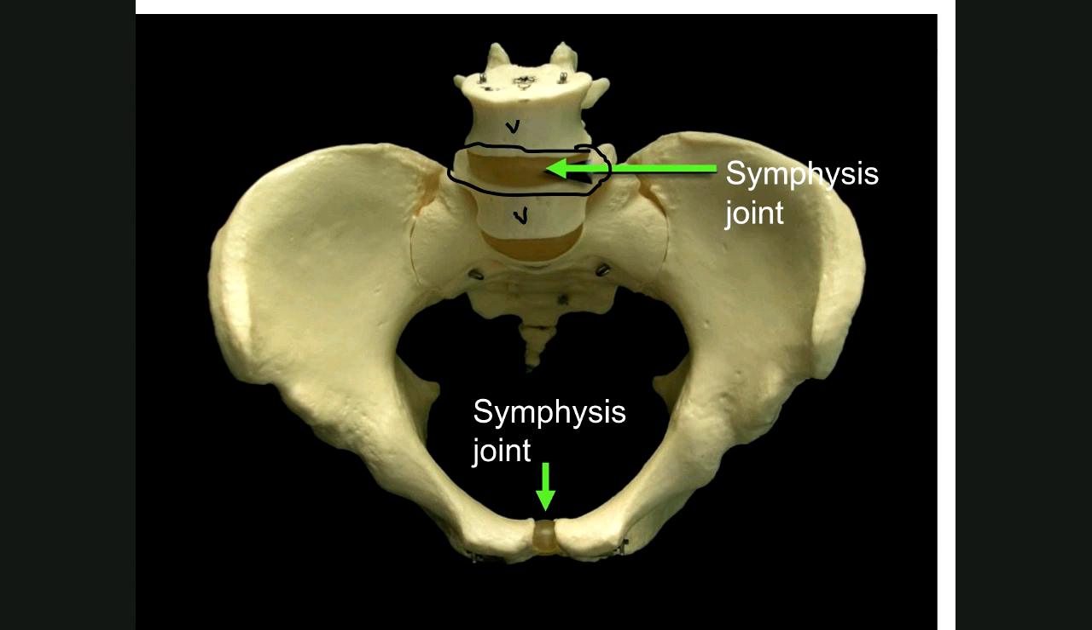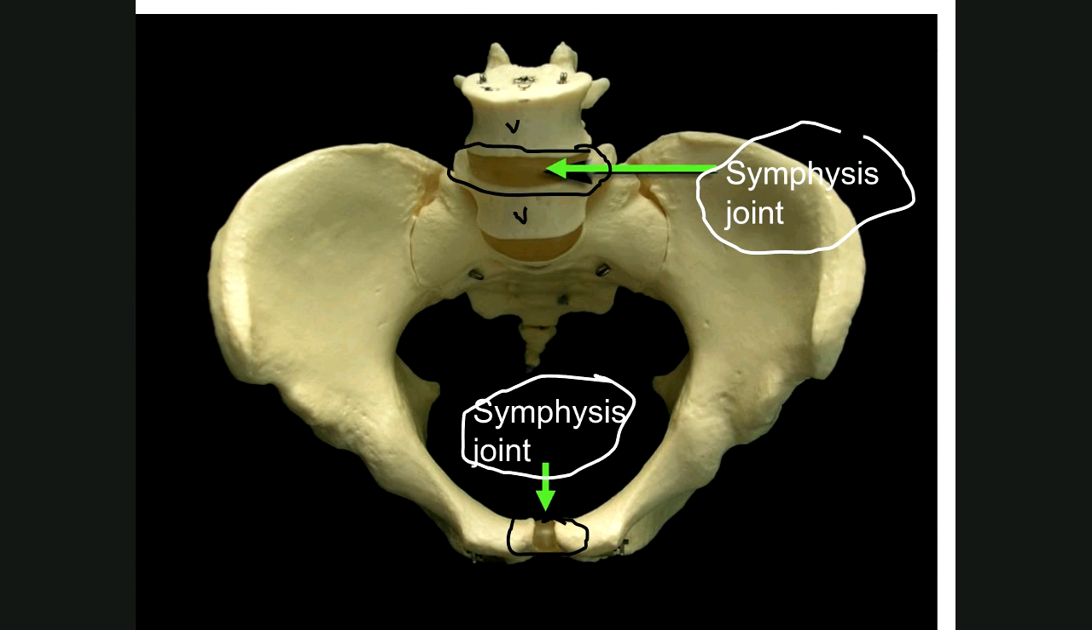There's the intervertebral disc between these two vertebrae. And then here, between the two pubic bones, is the pubic symphysis. So both of these are symphysis joints, because this is fibrocartilage, fibrous cartilage. And because it's fibrous cartilage, you're going to get a little bit of movement. So they're amphiarthrotic.